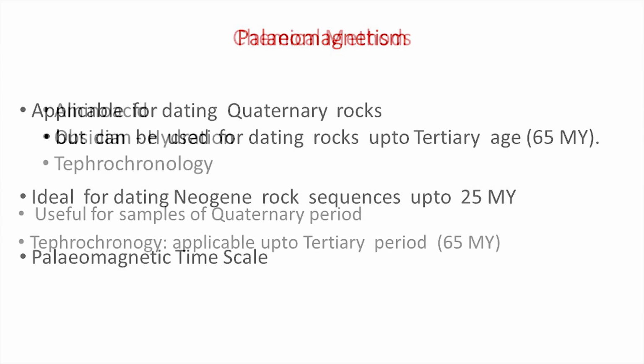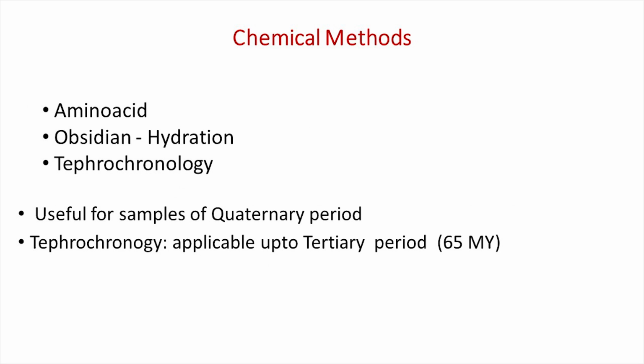Another method is the chemical method. There are various types of chemical methods, which are the amino acid method, obsidian hydration method, and tephrochronology method. These methods of dating are very useful for samples up to the Quaternary period. Tephrochronology is applicable up to the Tertiary period, that is 65 million years.